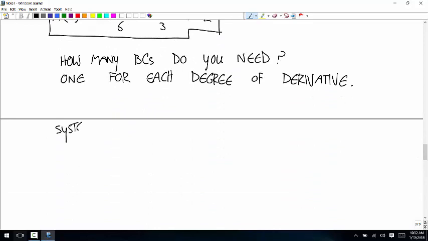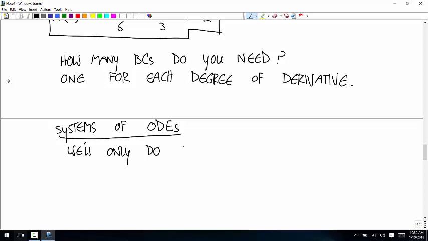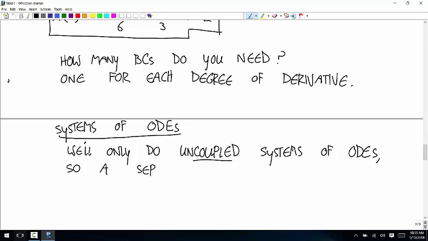Okay, what about systems of ordinary differential equations? We'll only do uncoupled systems of ODEs. And what that means is you have a separate equation for each dependent variable.